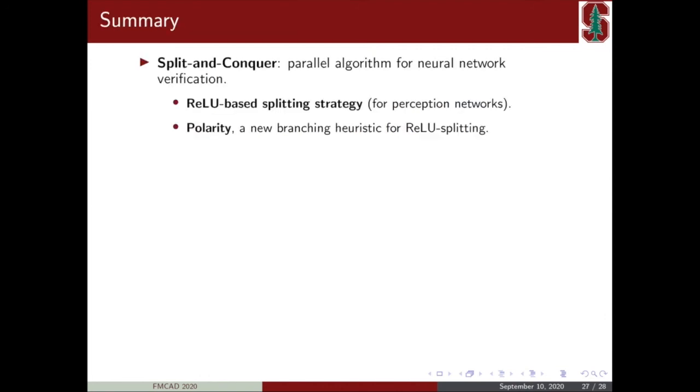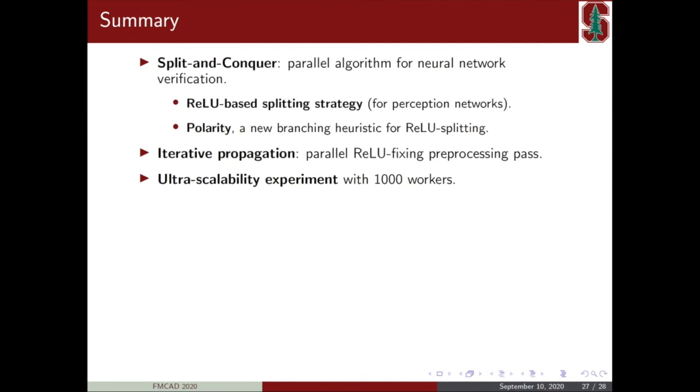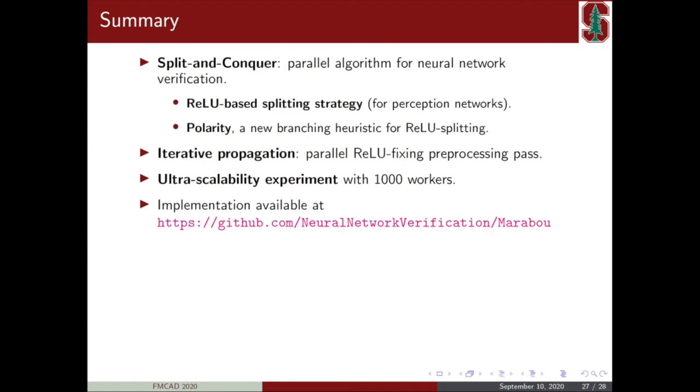In summary, we presented a parallel algorithm called split and conquer for neural network verification. We proposed a ReLU-based splitting strategy and a polarity-based branching heuristic. We also proposed this parallel preprocessing pass called Iterative Propagation. We also showed some promising results with the ultra-scalability of our approach. The implementation of split and conquer and iterative propagation are available at the main repo of Marabou. And feel free to contact me or any developers if you want to use our tools and have questions.